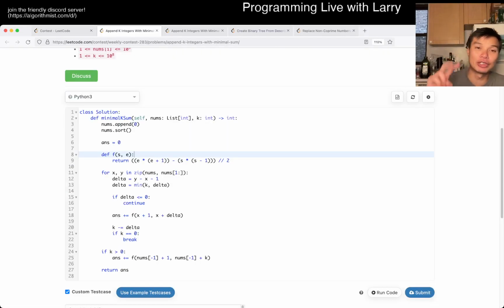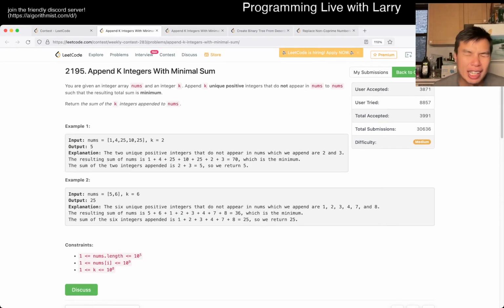This is me going with Q2 of the weekly contest 283, append K integers with minimal sum. There are a couple of ways you can do this one. The way that I did it, and you can watch me solve it live next during the virtual contest, the way that I thought about this one was just as a sweep line, getting in the gaps and so forth. And I'll show it here.